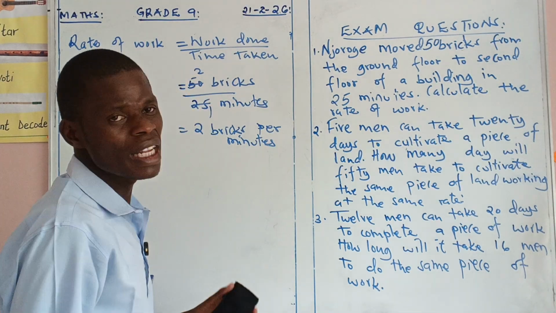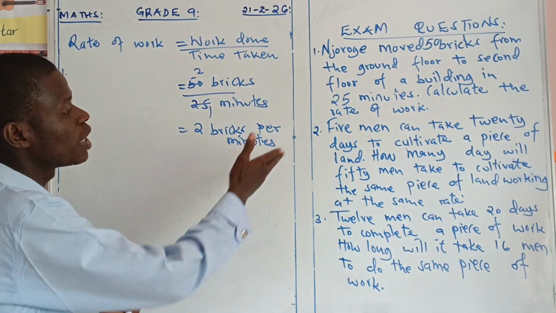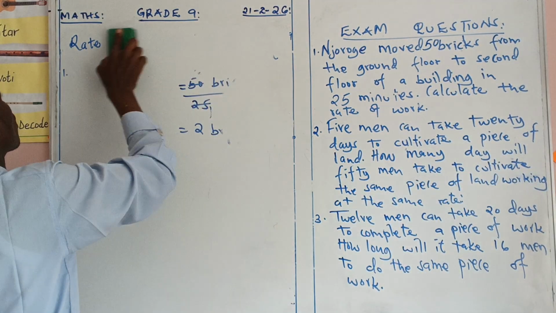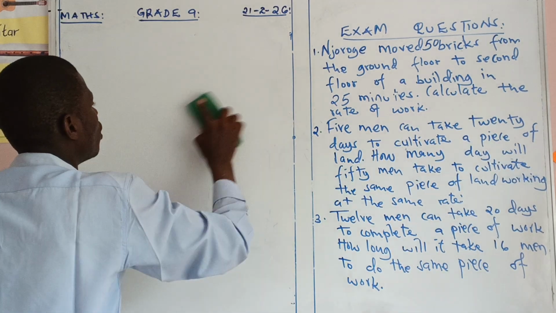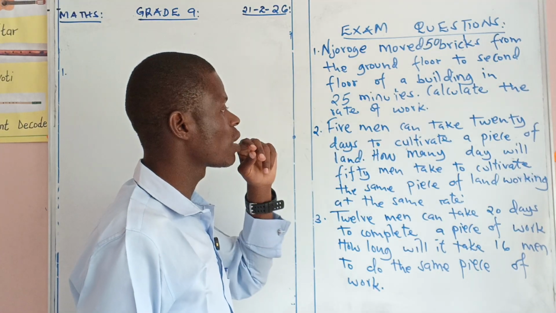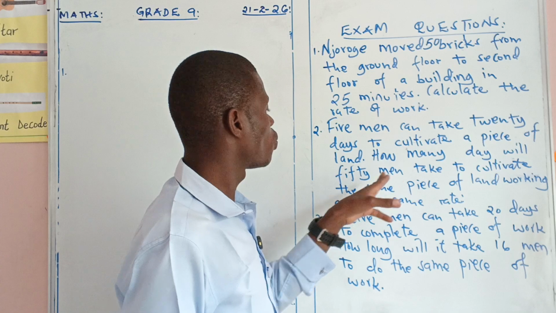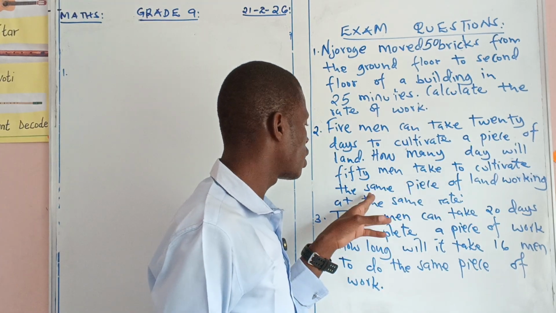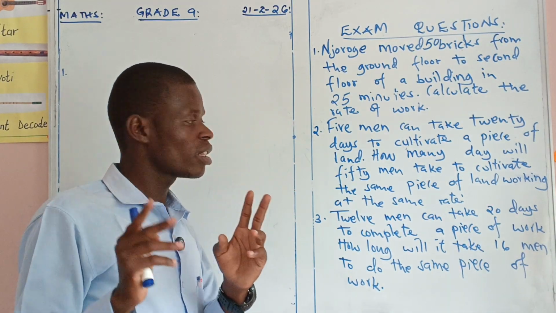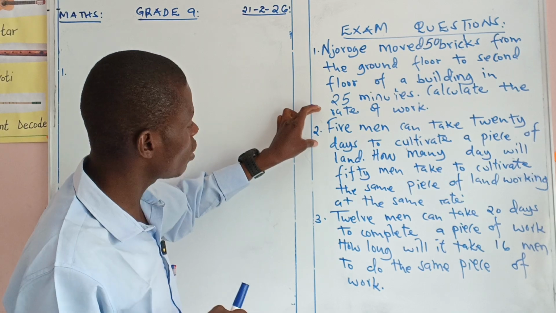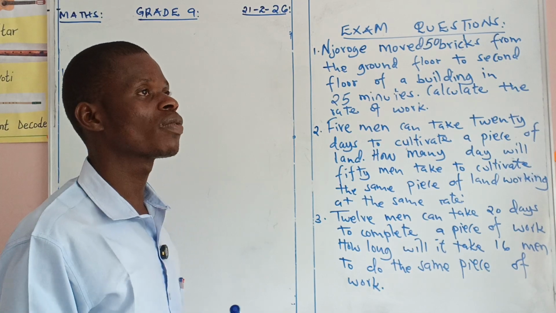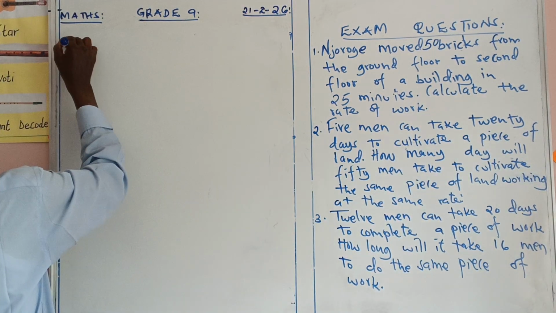Now, we are done with that. Easy. Let us move to the next question, number 2. Can you read what you have? 5 men can take 20 days to cultivate a piece of land. How many days will 50 men take to cultivate the same piece of land working at the same rate? So we have 2 methods of doing this. Number 2, we are going to do using the first method, and number 3, we're going to do using the second method. And you choose the method that works for you.